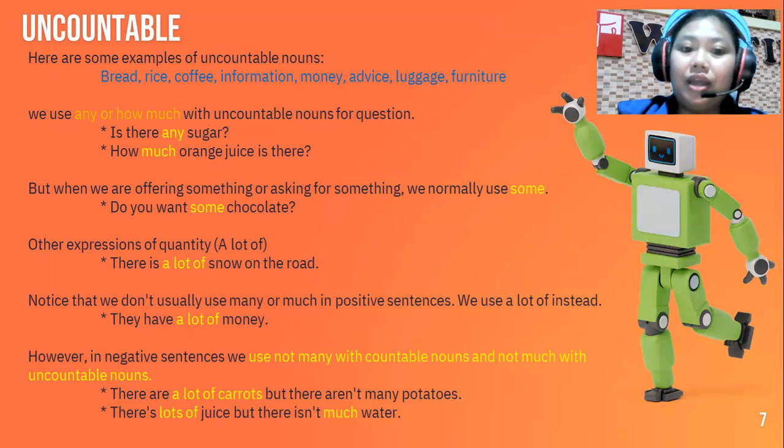So for the negative, if it is countable, we can use many. If uncountable, we can use much. For example, there are a lot of carrots, but there aren't many potatoes for the negative. There is lots of juice, but there isn't much water. Okay.